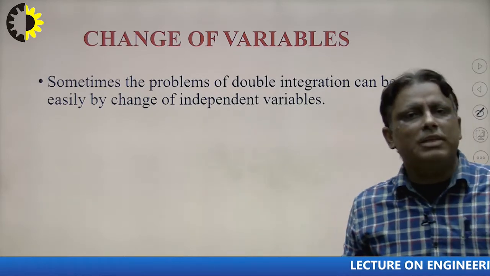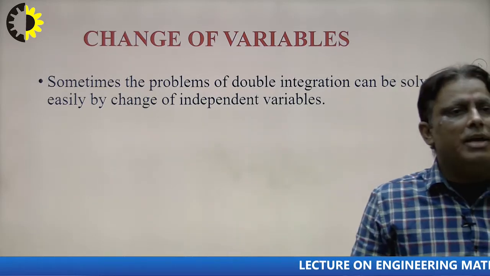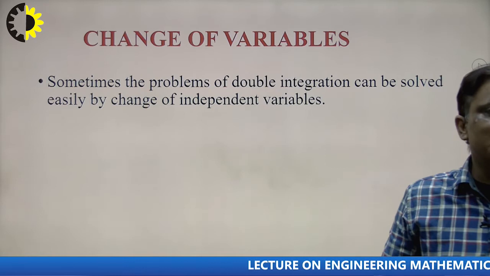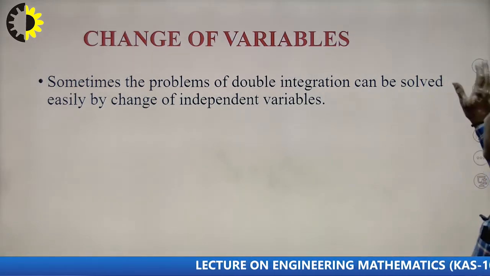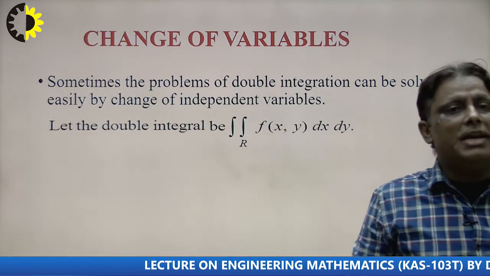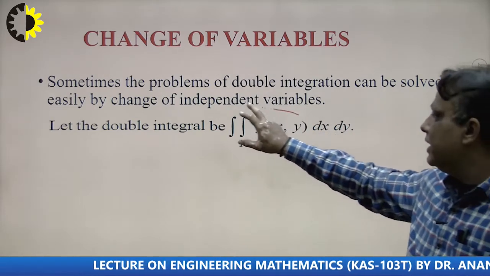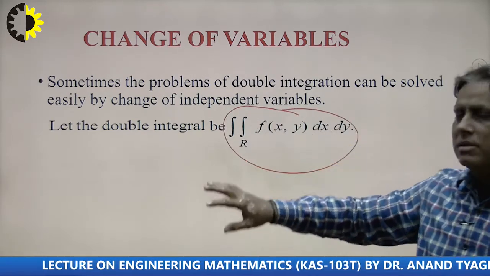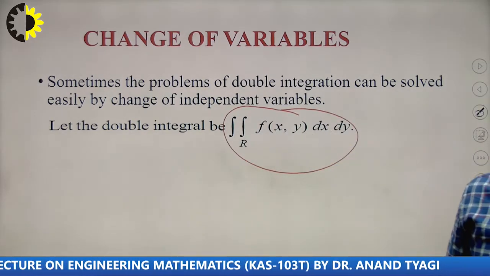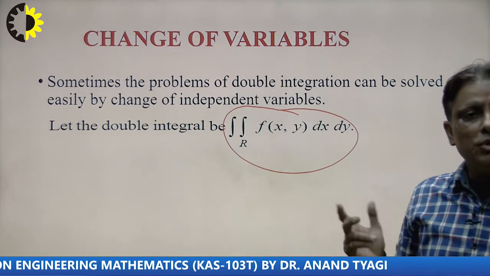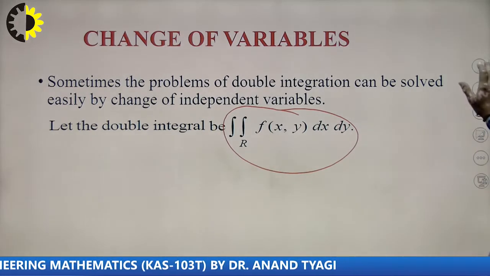Sometimes the problem of double integration can be solved easily by a change of independent variable. Suppose this is our integral, but I am unable to solve this type of integral. Then we can change to another variable, and due to this we can solve the target easily.